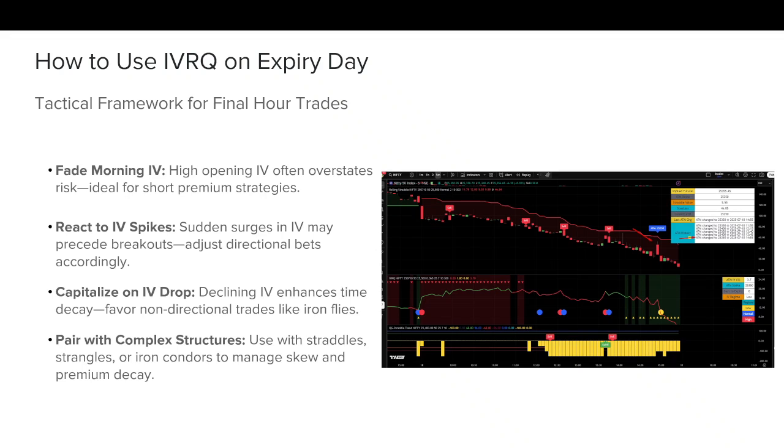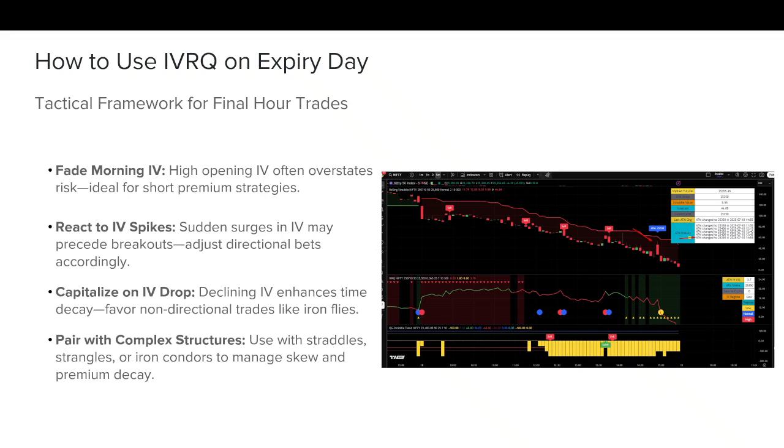The first tactic involves recognizing high morning IV. This is a standard observation which we have seen on expiry days, high morning IV. This often represents overstated risk that fades quickly. In such moments, short premium strategies like iron flies or spreads or calendar spreads can yield high reward with controlled risk.